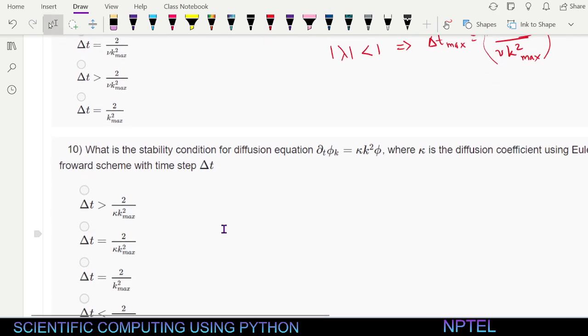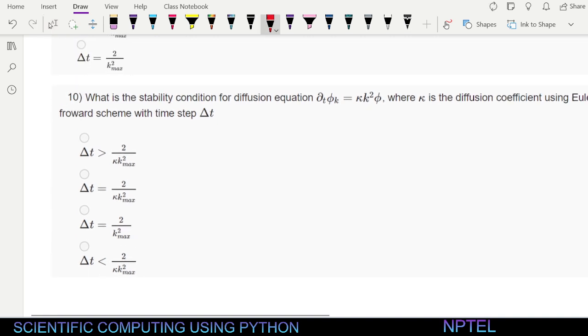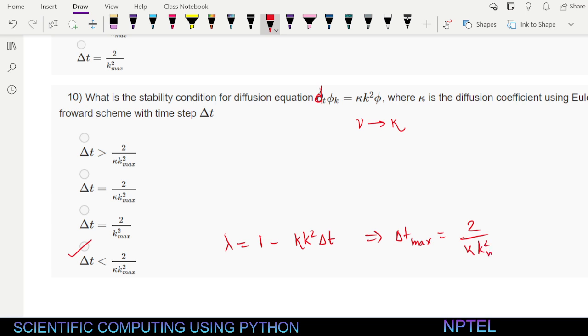So, okay, again this one, it's the same thing. Instead of nu, you have kappa, right? And this should be full derivative. So, what should be the answer? I won't ask you. It's the fourth one. Same thing again. Lambda is 1 minus kappa k square delta t, which means delta t max is 2 divided by kappa k square max.